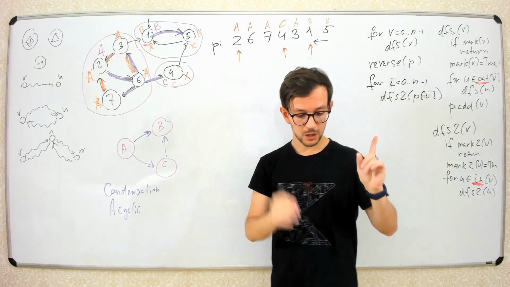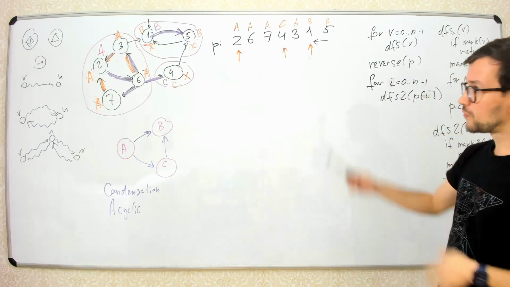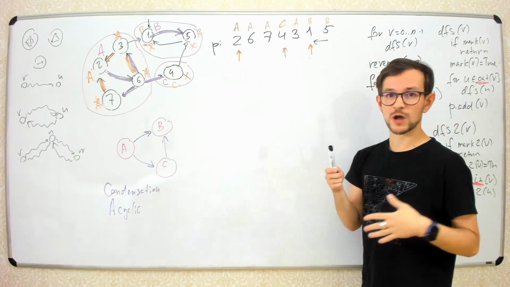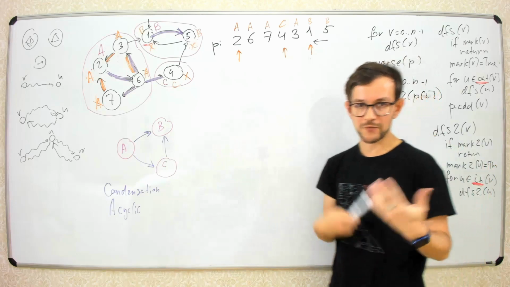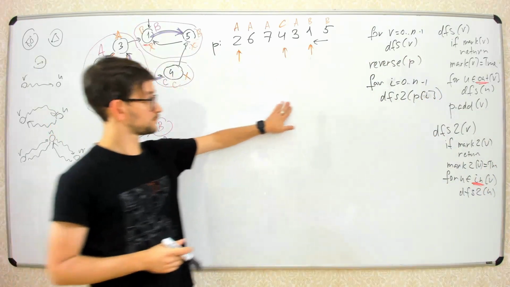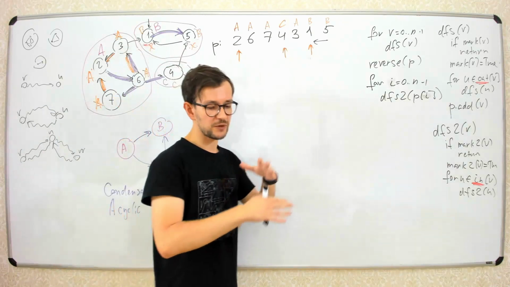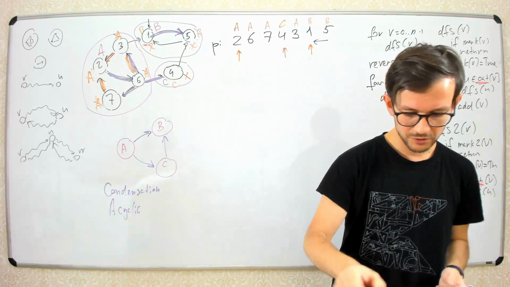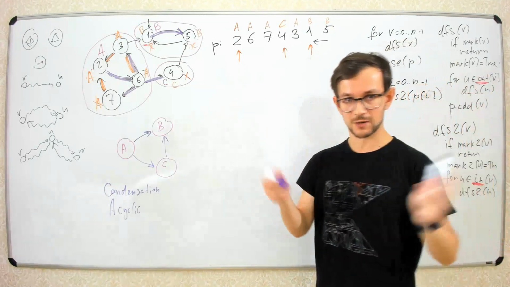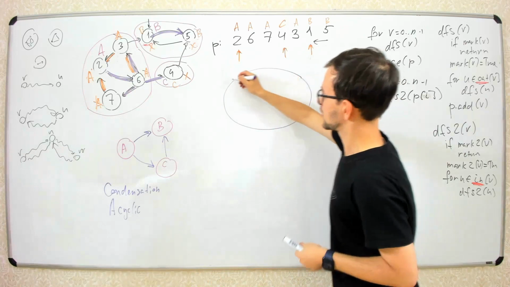Yeah. So to prove this algorithm, we actually need some more observations about how depth first search works in directed graphs. So in directed graphs, let's look at strongly connected components. Imagine you have some strongly connected component A.